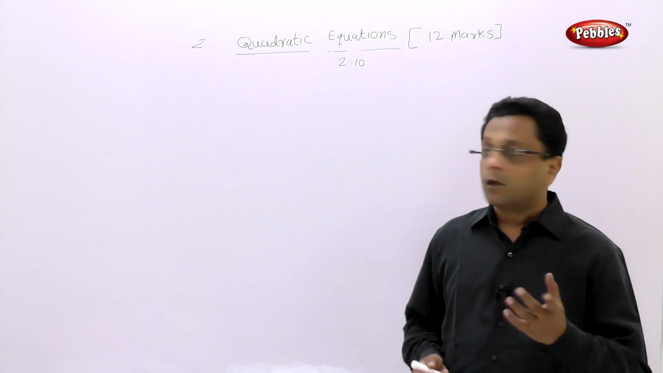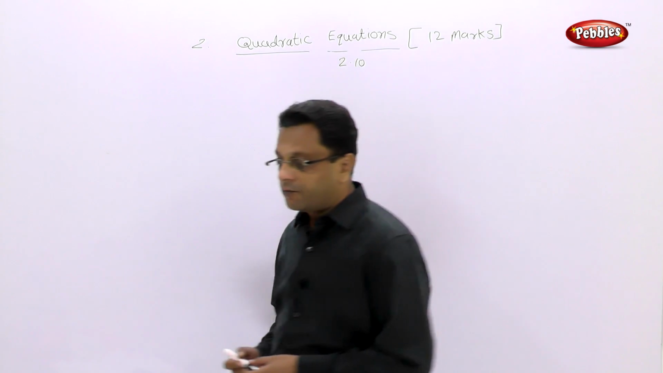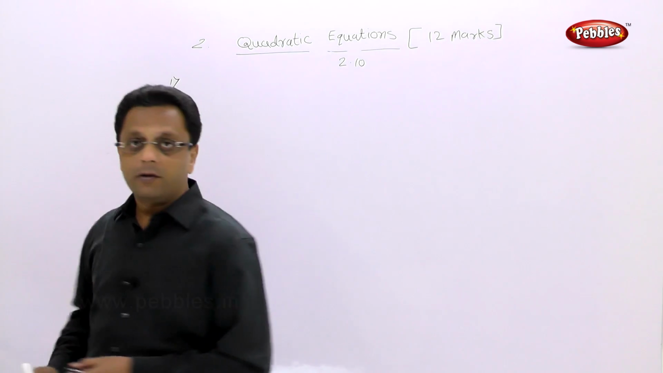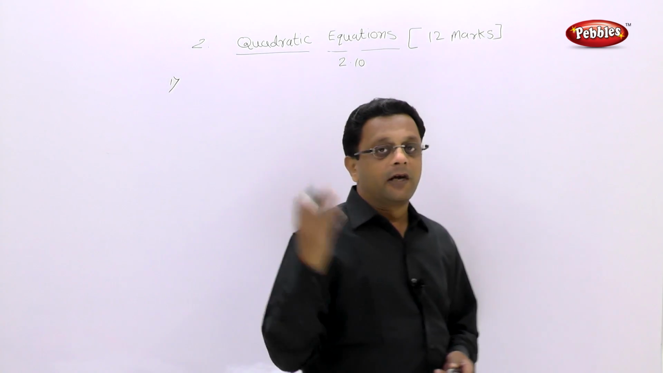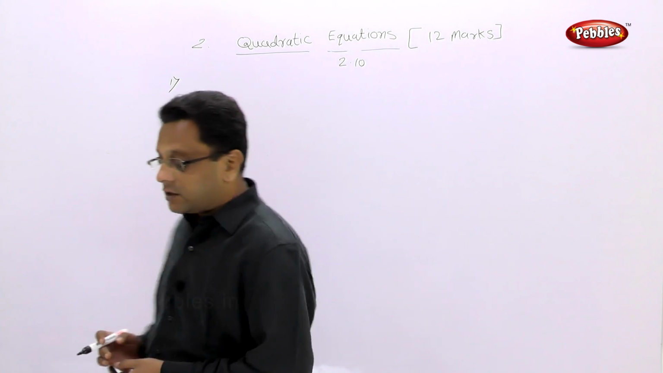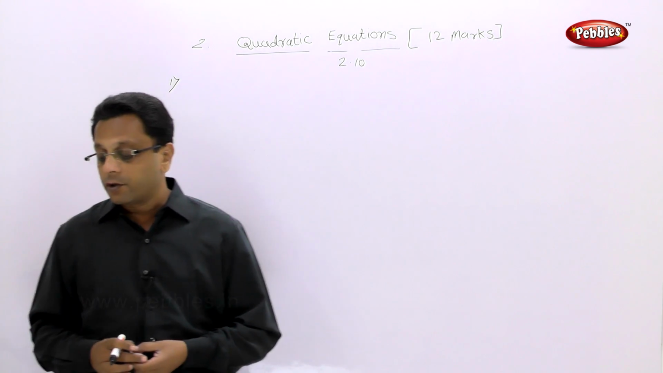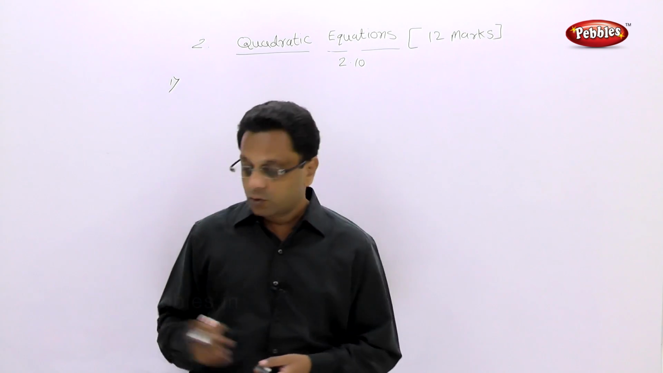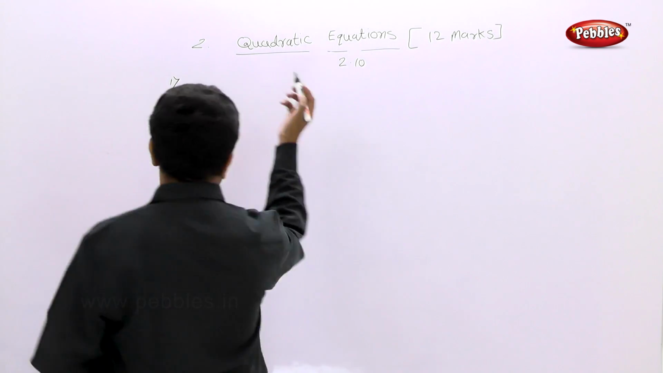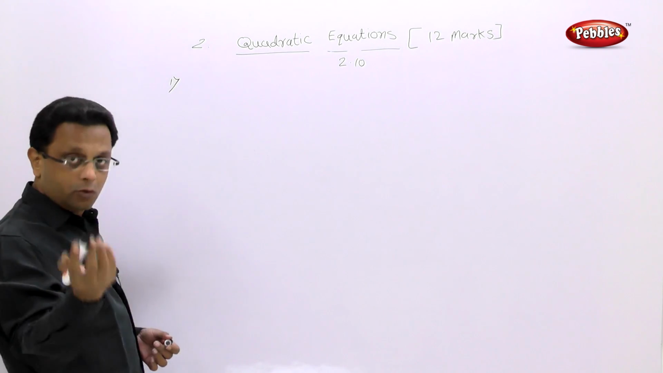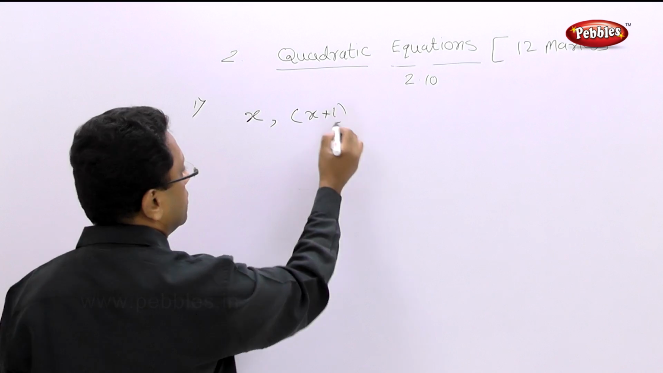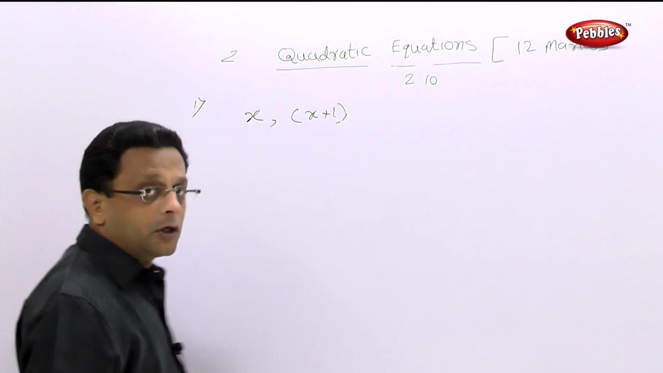So let us start with 2.10. The first example is, as usual, while reading it, we'll write what is given. Okay. So the first example is the sum of the squares of two consecutive natural numbers. So let us say that the two consecutive natural numbers, let the two numbers be x and x plus 1, because those are two consecutive natural numbers.